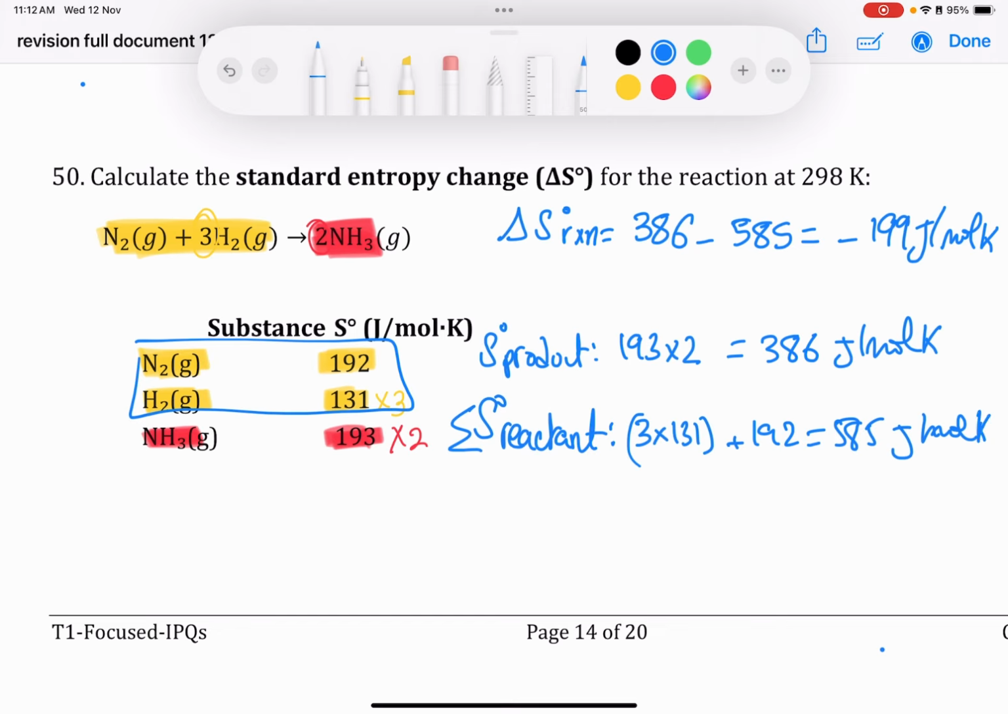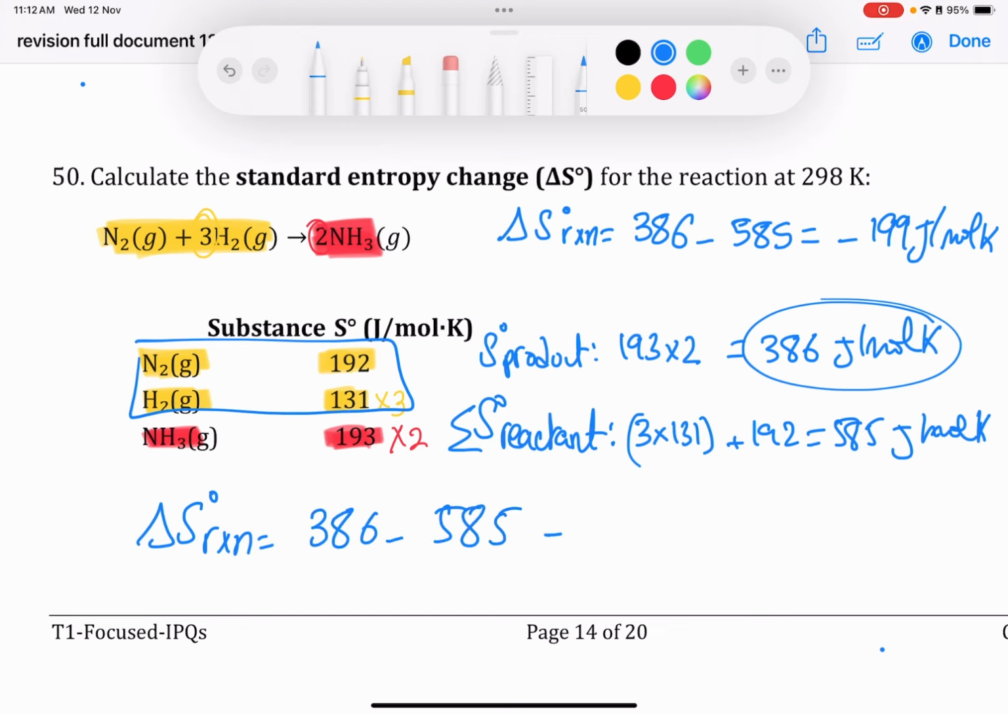You choose the way that suits you better. So that's the entropy of the reaction. It is the products minus the reactants. And here's the final answer.